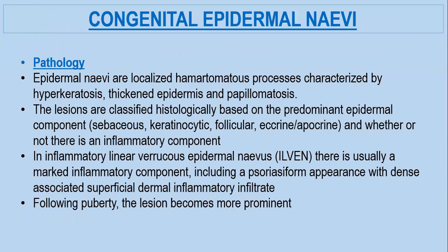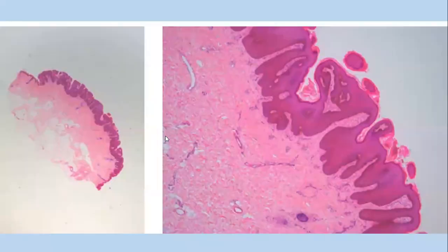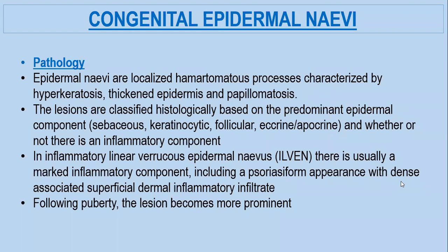Pathology of congenital epidermal nevi. Epidermal nevi are localized hamartomatous processes that are characterized by hyperkeratosis, thickened epidermis, and papillomatosis. You can see the verrucous epidermal nevi. There is hyperkeratosis and epidermal hyperplasia. Papillomatosis is also visible. The tenting of the epidermis upward is called papillomatosis.